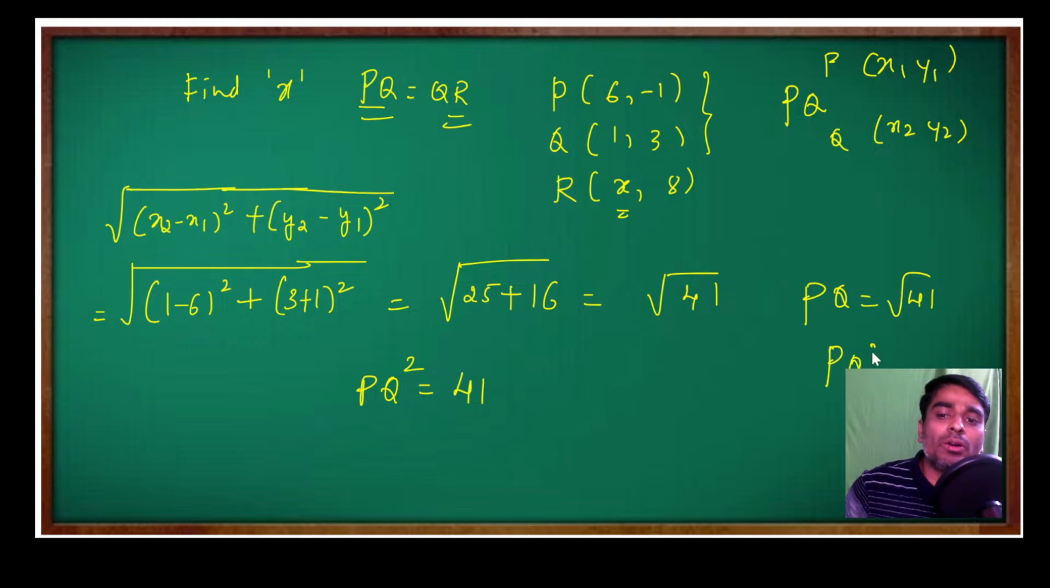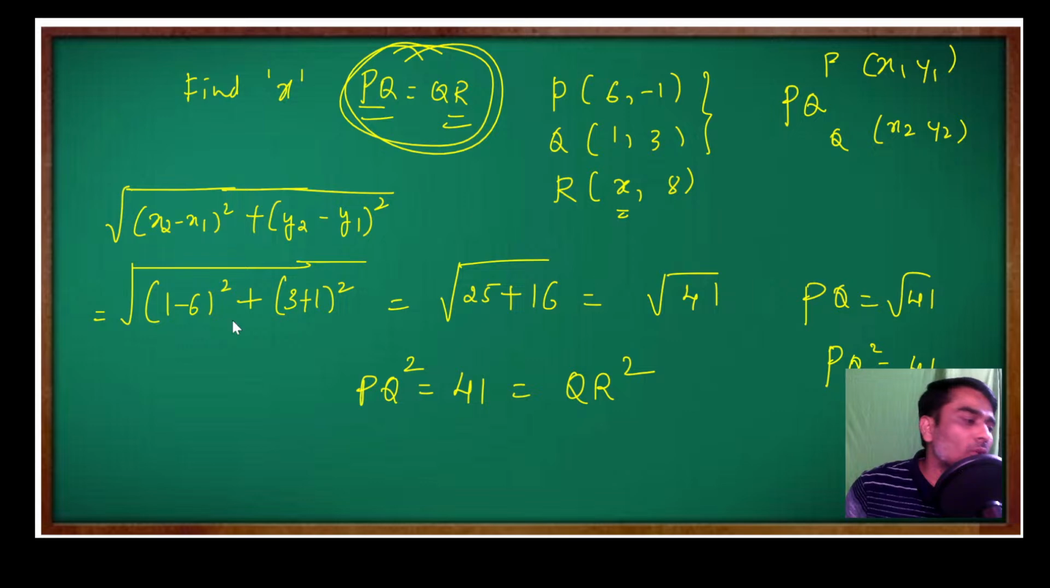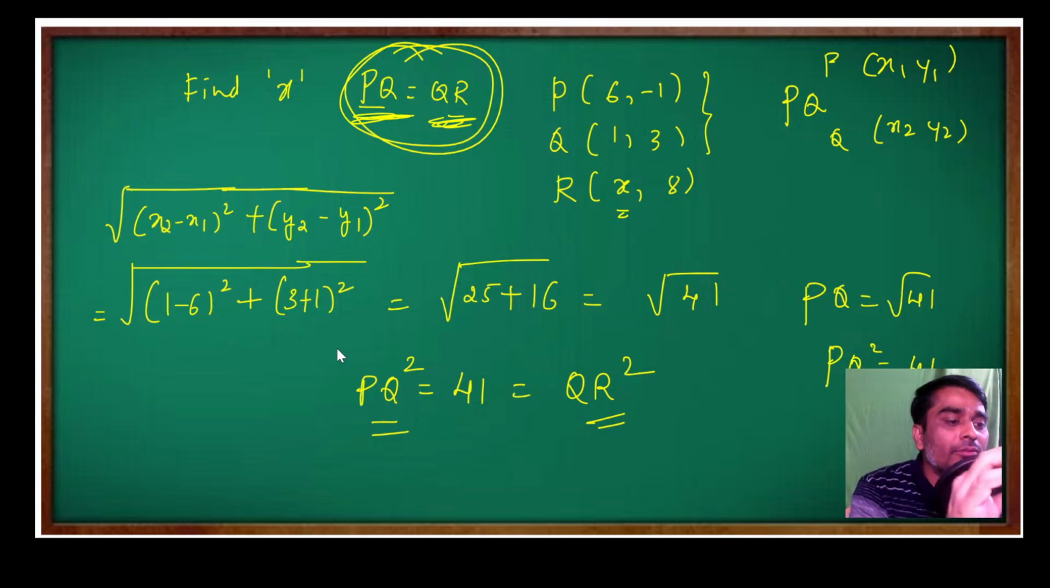PQ square will be 41. PQ and QR are both equal, right? So PQ square will be equal to QR square. Till here you have to do. In the next step you will get the x value.